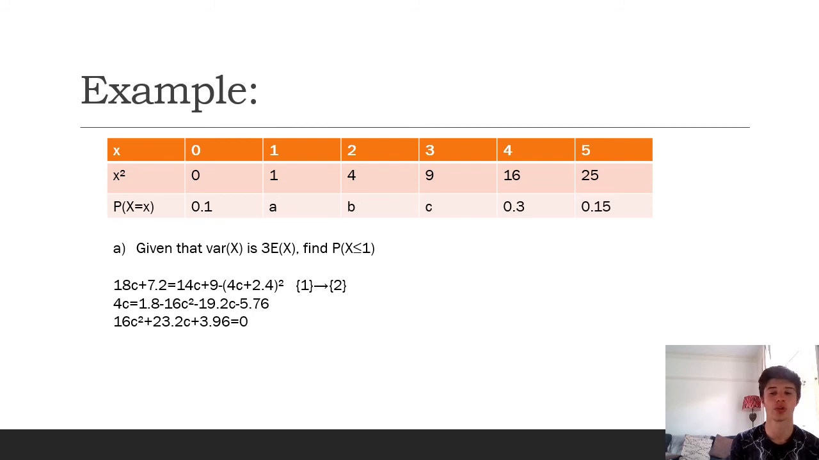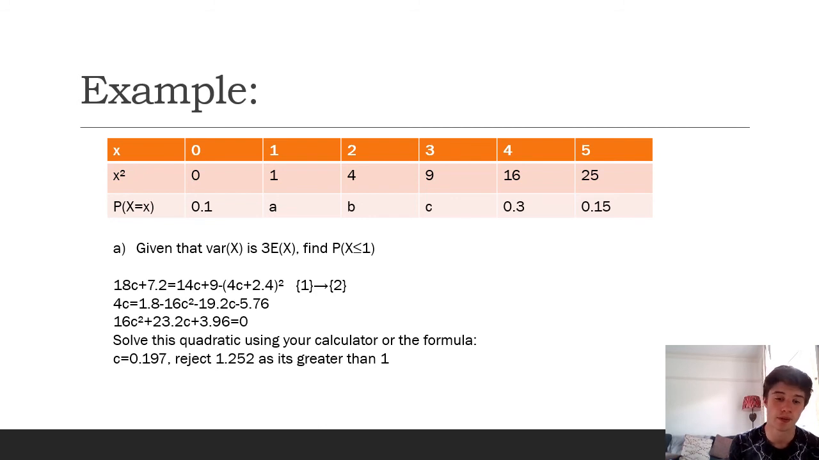This can be solved using your calculator. You do not need to use the formula for this. You won't get any marks for working. So it's just a one-step thing you can do now at A-level. In doing so, you get two values for c. We reject the one bigger than 1 because probabilities cannot be greater than 1. That doesn't make any sense.